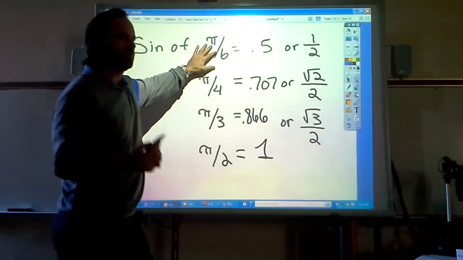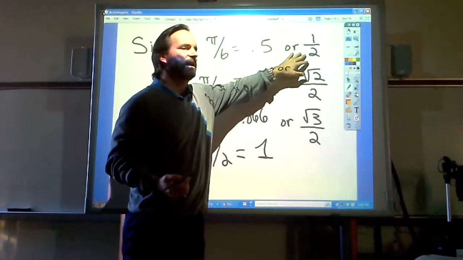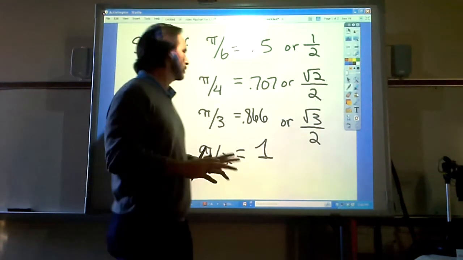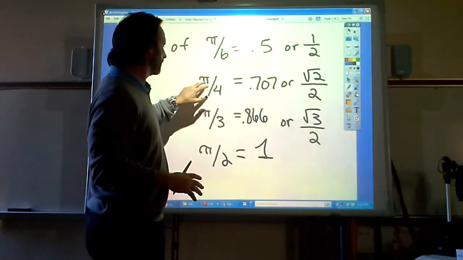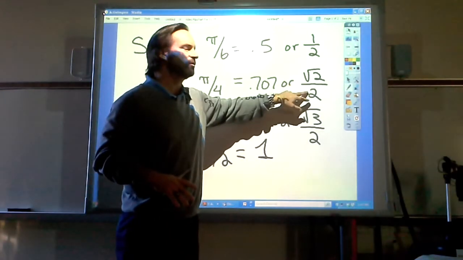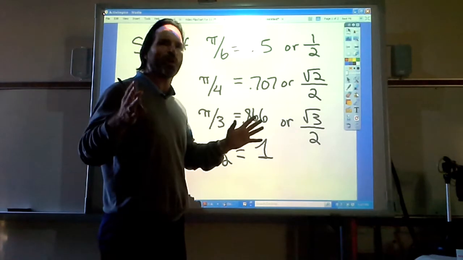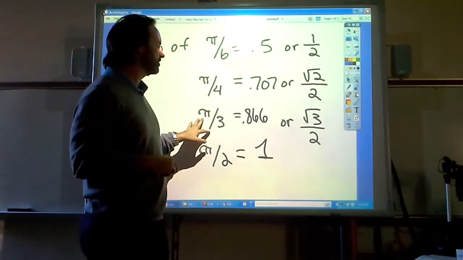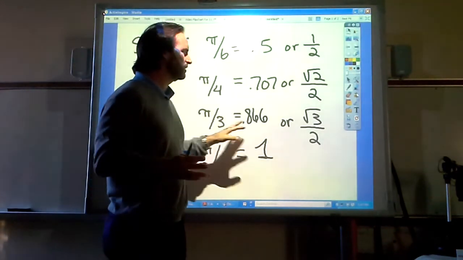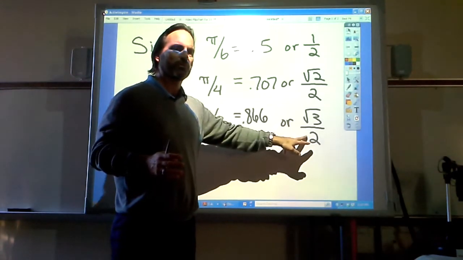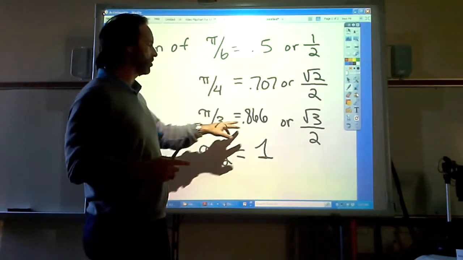Sine of pi/6 or 30 degrees is 0.5 or 1/2. Let's try to remember these values. Pi/4 is square root of 2 over 2, that's sine. That's 0.707, 0.71. And pi/3, or 60 degrees, is the square root of 3 over 2. That's the sine of pi/3, or 0.866.